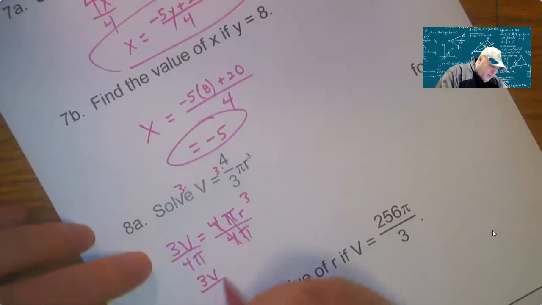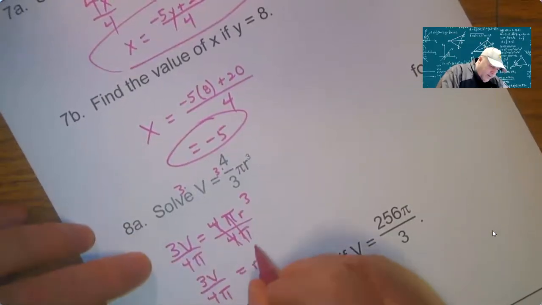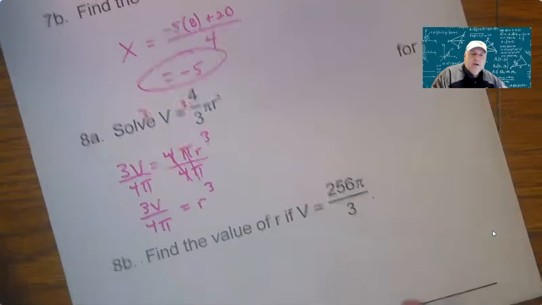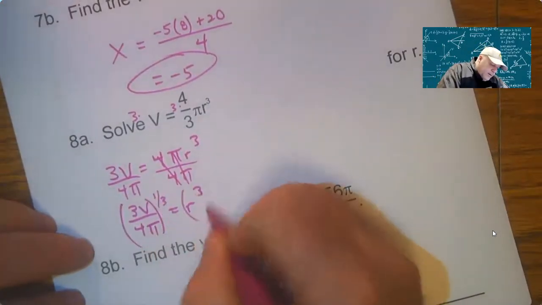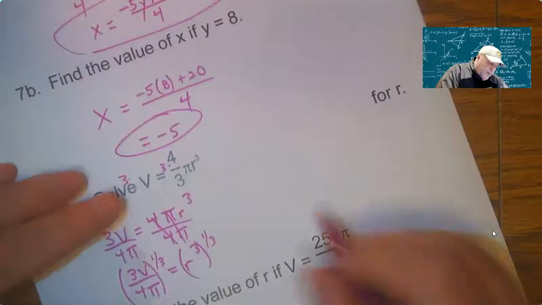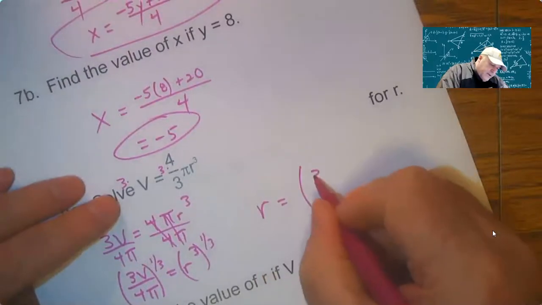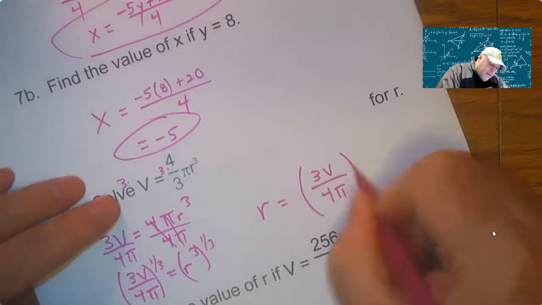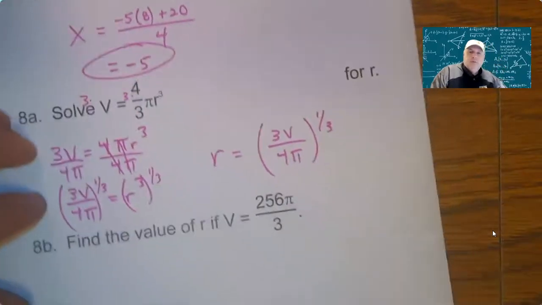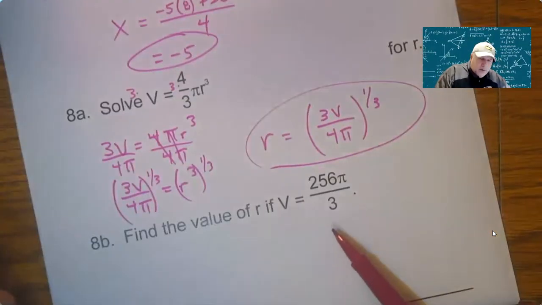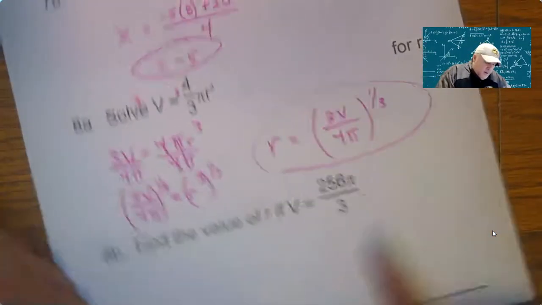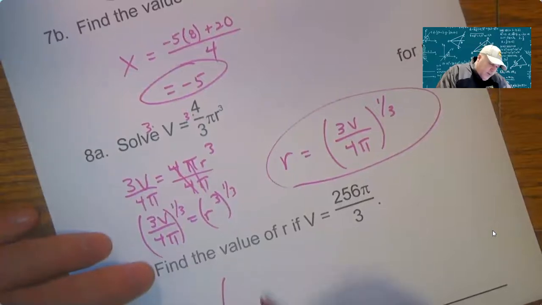So 3V over 4 pi equals r to the third. Now we need to raise each side to the 1/3 power to get the r solved for. So r is 3V over 4 pi to the 1/3. Now we're using this in for V. So there it is. It's a little bit of work.